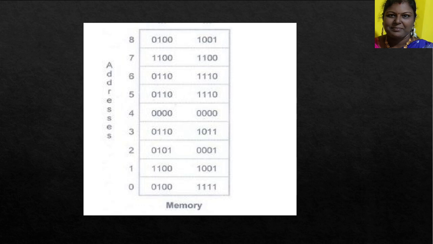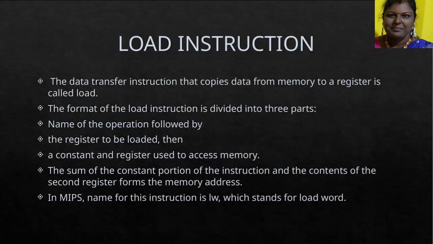Let's talk about the load instruction, the command that copies data from memory into a register. It's made up of 3 parts. First, the operation's name. Next, the register that will receive the data. Finally, a constant and another register, which together point to the memory address. The constant and the second register's value add up to find exactly where the data lives. In MIPS, this instruction is called LW, short for load word.